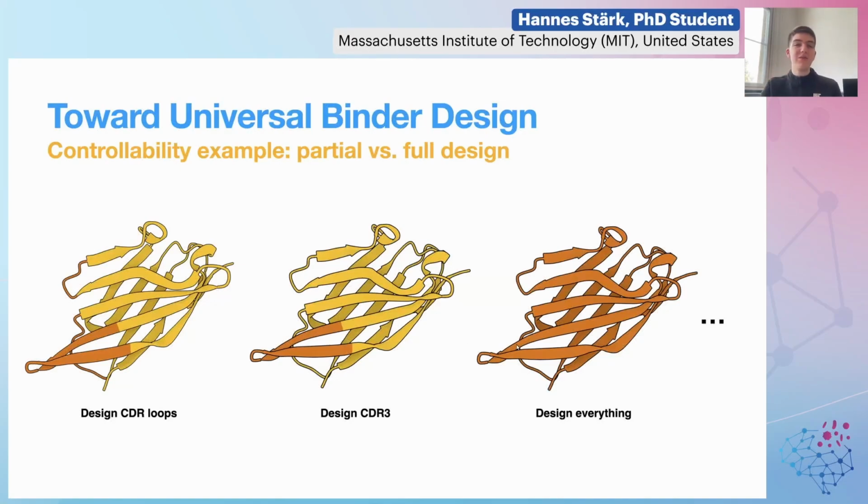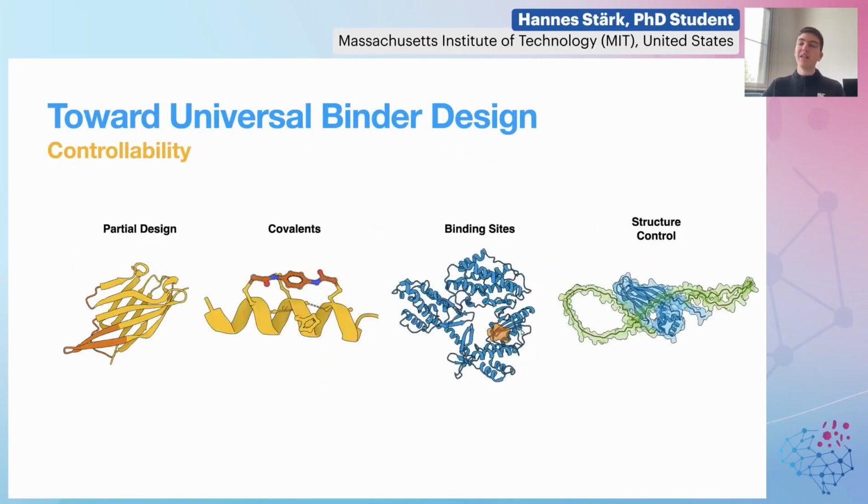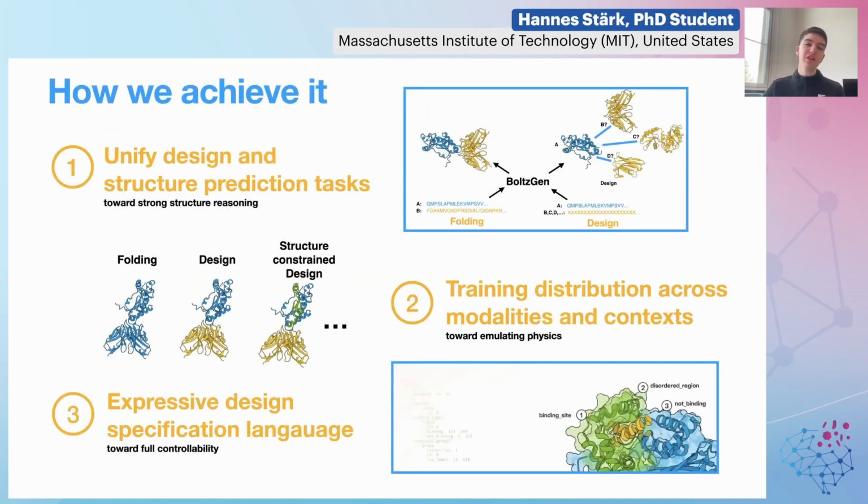And now this is just one piece, or little pieces, of the spectrum of possibilities along one control option. And these spectra, so to say, also exist along many other control options. All right, now we have these 3 points. How do we achieve them? Towards strong structure reasoning, we unify the structure prediction and design tasks. Toward emulating physics, we come up with a training distribution that tries to exercise the model on as many contexts and modalities as possible on the available training data. And toward controllability, we have a design specification language that is very expressive and allows the user to essentially specify anything they might desire.